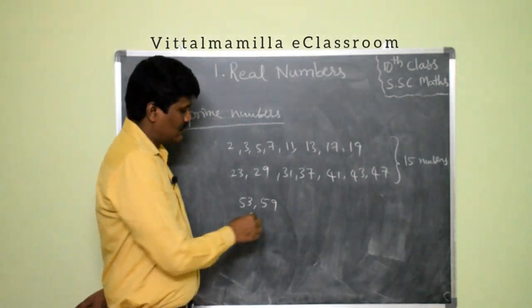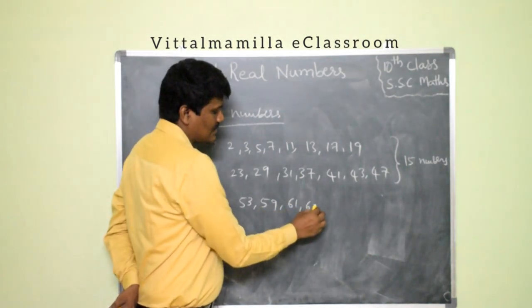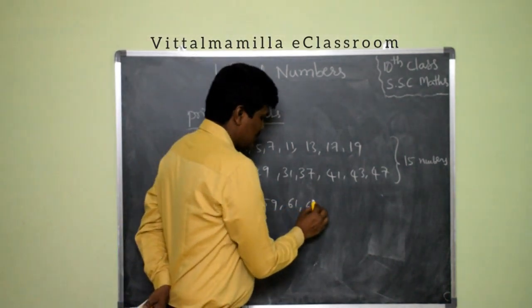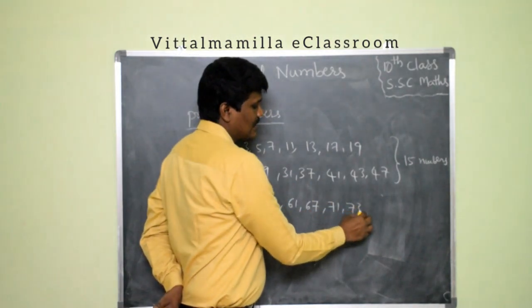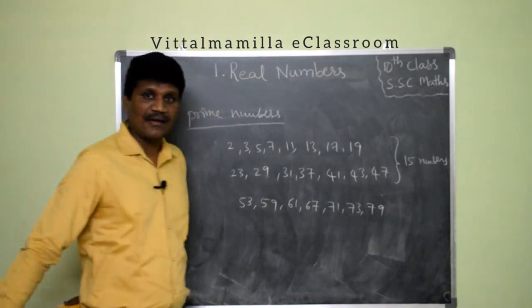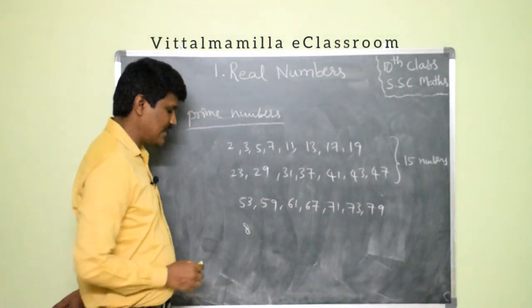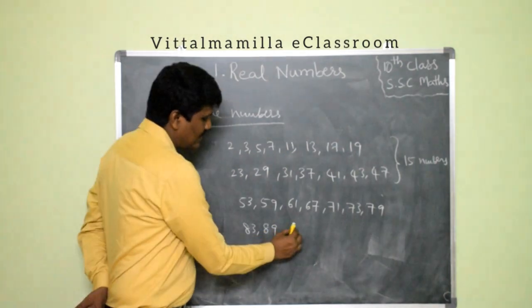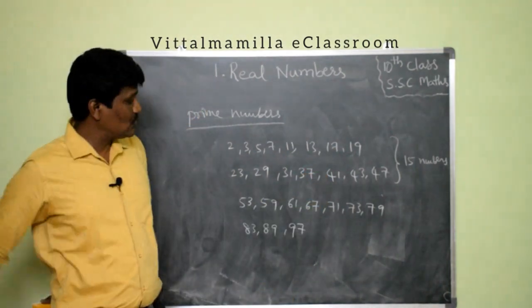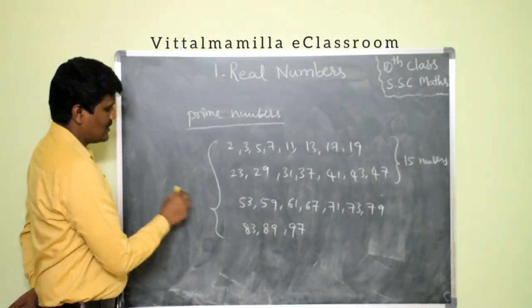Then after that, in the 50s and beyond, we have 53, 59, 61, 67, 71, 73, 79, 83, 89 and 97. So these are the total how many prime numbers?